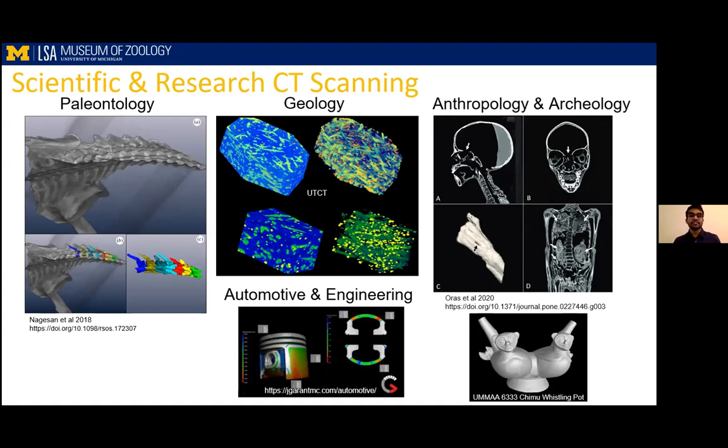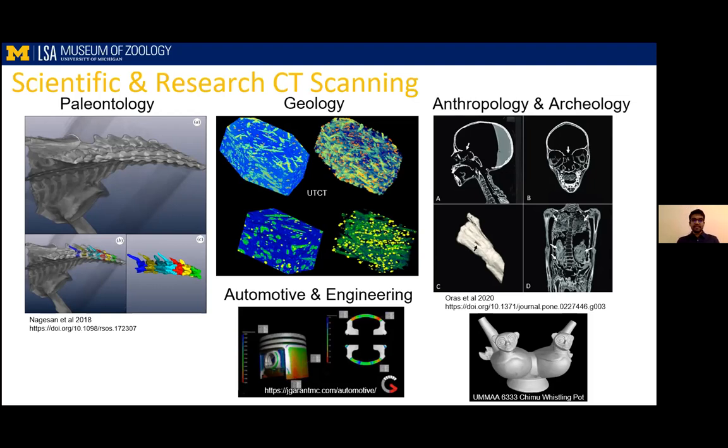You can also use it for studying pottery and archaeological artifacts. Here you can see at the bottom right-hand screen, this is a Chimu whistling pot that we scanned for the Anthropological Archaeology Museum at the University of Michigan. And it's actually really cool because you can look inside these different objects to see what's going on inside of them. You can also 3D print them, which can be useful for educational purposes or display and study, of course.